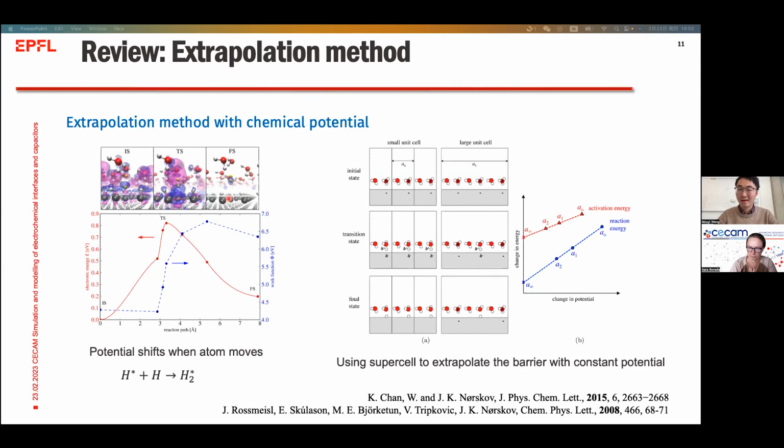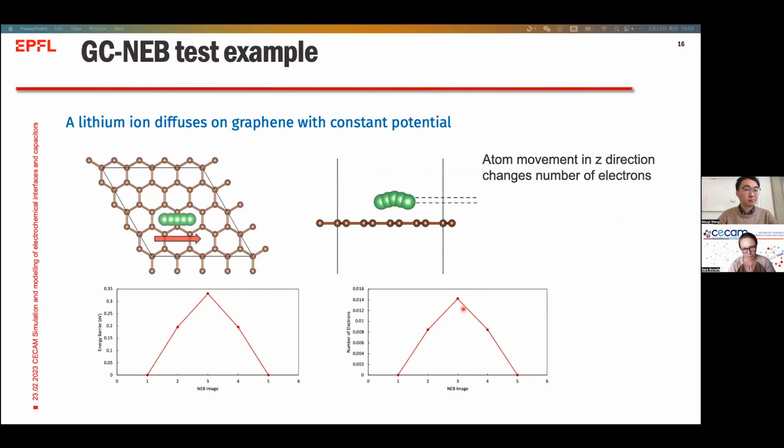Okay, so a follow-up question for the constant potential case, you show the electron number. What does the electron number mean? It's the lithium electron. The electron number in the whole system. Yeah. Okay, thanks. Okay, thank you very much.